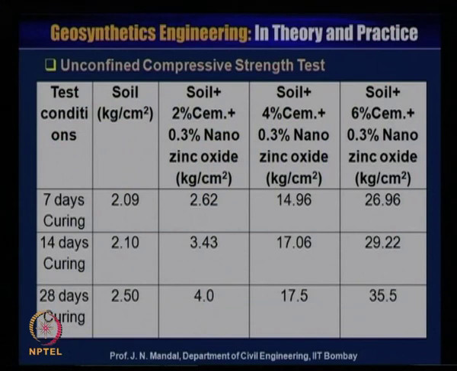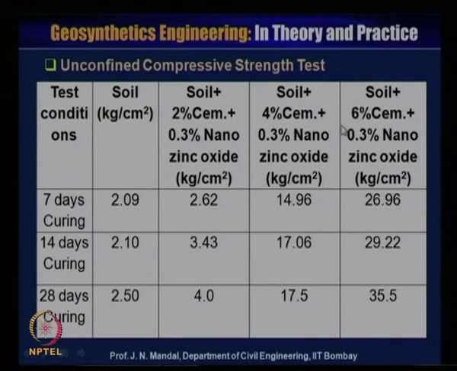and this is the test condition. This is for 7 days, 14 days curing, then 28 days curing. For soil alone, the unconfined compression strength value is about 2.09 to 2.10, and after 28 days 2.50, whereas when you add soil plus 2% cement and 0.3% nano zinc oxide, it is 2.62 kg per centimeter square for 7 days curing, 3.43 for 14 days curing, and 4 kg per centimeter square for 28 days curing.